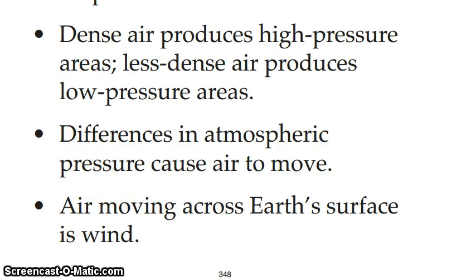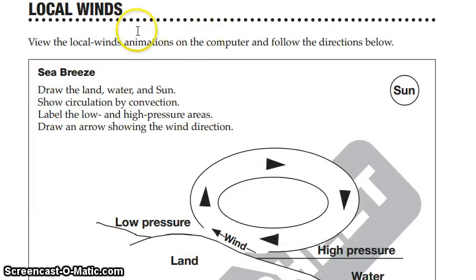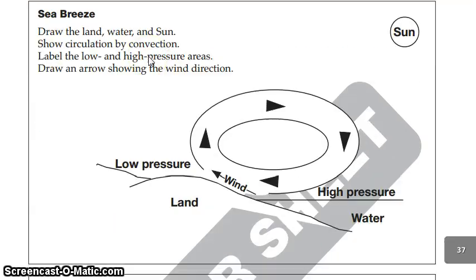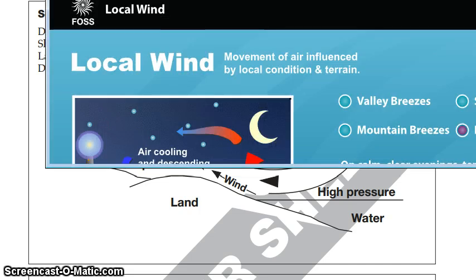Then we started to look at the different types of wind. We got a worksheet that looked like this. It had local winds on it. One of the first things that we went over was a sea breeze, where we're looking at a beach area where we have the ocean meeting the land, and we also have a diagram of that.